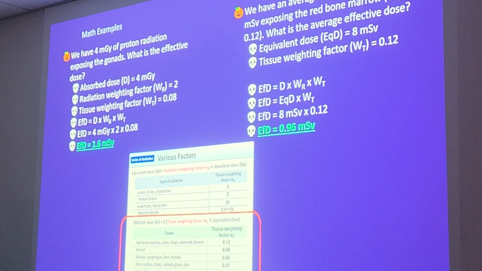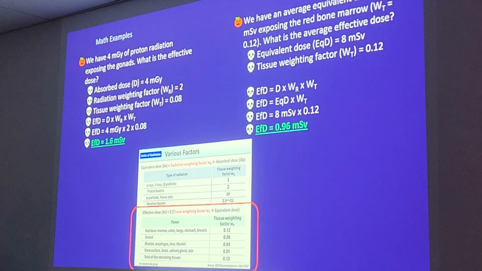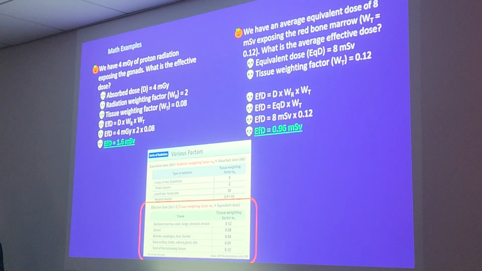Sometimes we all have slow moments, okay? And this problem, it already gives you the equivalent dose. So all you have to do is take that 8, multiply it with the tissue weighting factor for red bone marrow, which is 0.12, which would give you that.